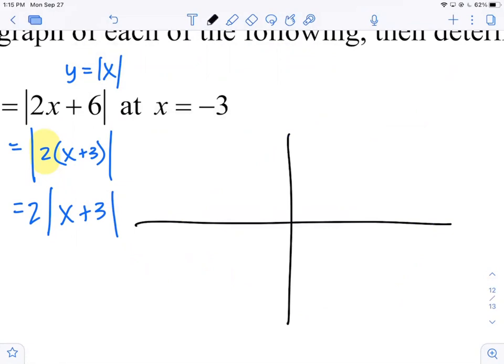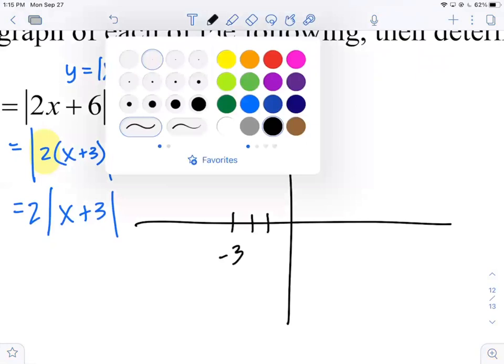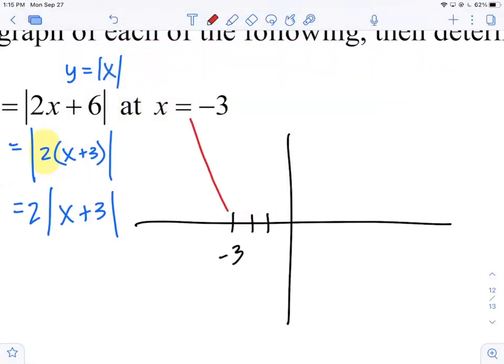Okay. So the vertex is at -3. And then it comes in like this. We'll just come in, boom, and boom. And I'll go ahead and write this. M is -2. M is 2.